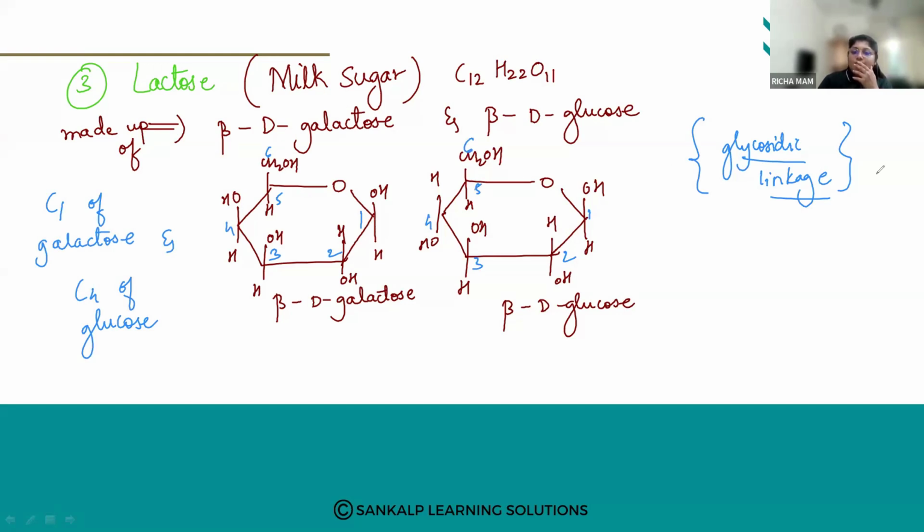Now, how will it form? Just see. Here is the OH, here is the OH. So this is the bond formation. This is the glycosidic linkage which is present between the C1 of galactose and C4 of glucose. Note down the structure of lactose. Lactose is also called milk sugar. It is made up of beta D galactose and beta D glucose.